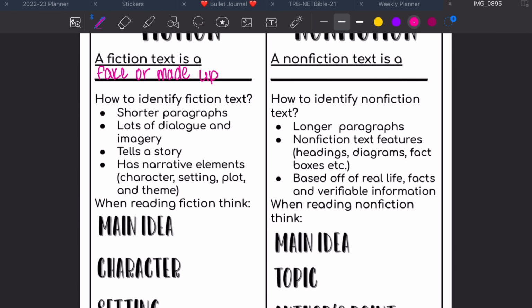We also know that fiction text has a lot of dialogue. It has a lot of imagery inside of the text. So there's a lot of imagery and dialogue there. Fiction text also typically tells a story, and then it has our narrative elements. So character, setting, plot, and theme are all inside of a fiction text.